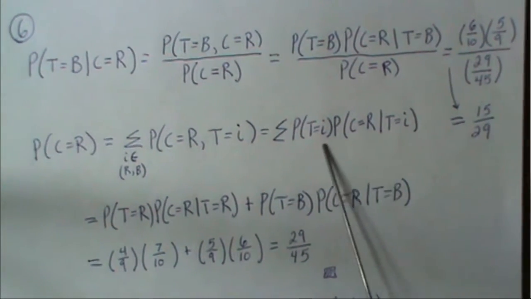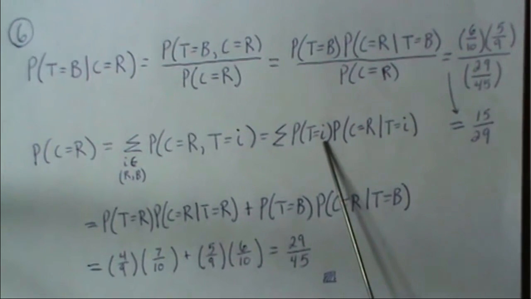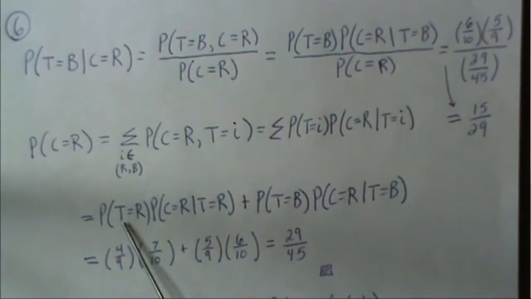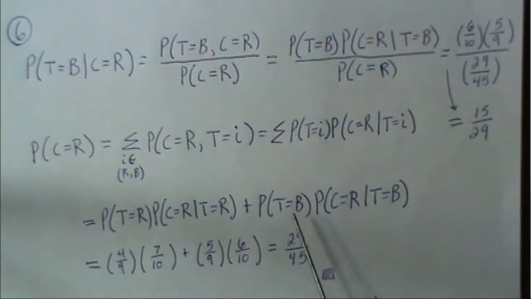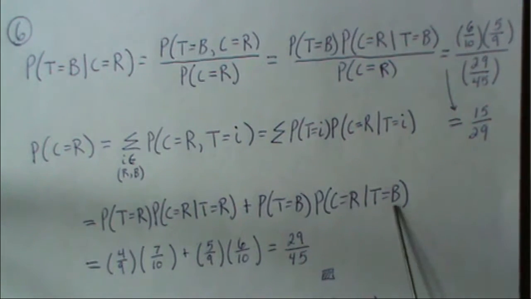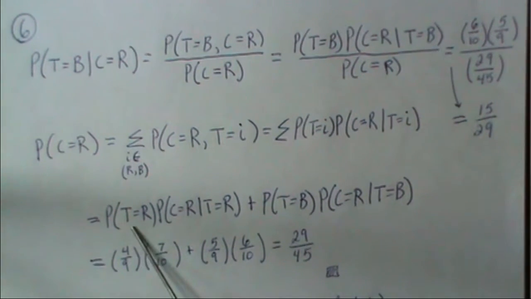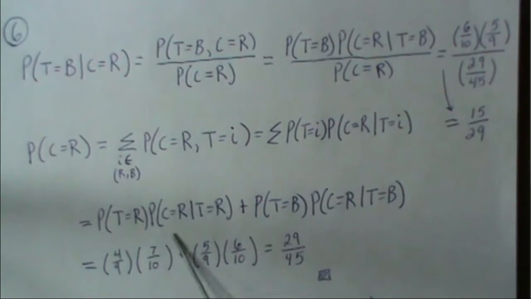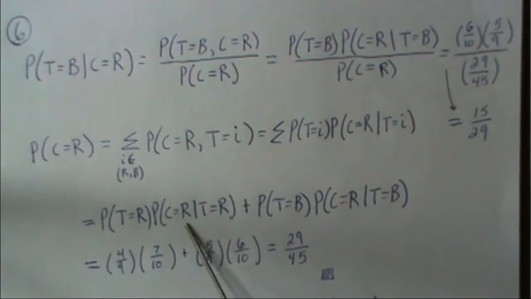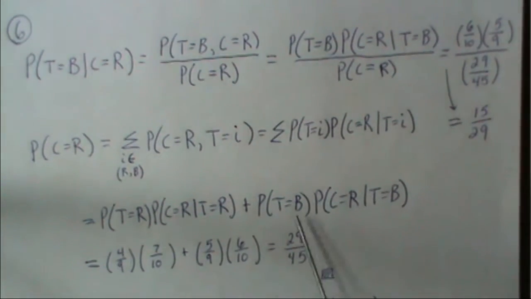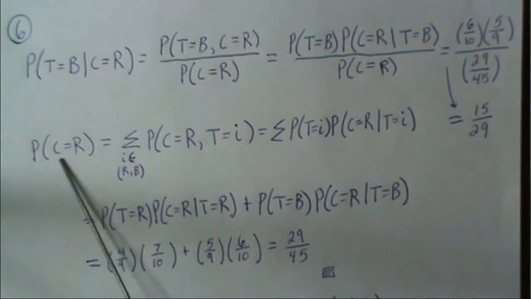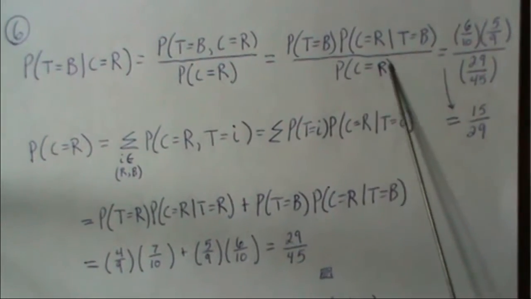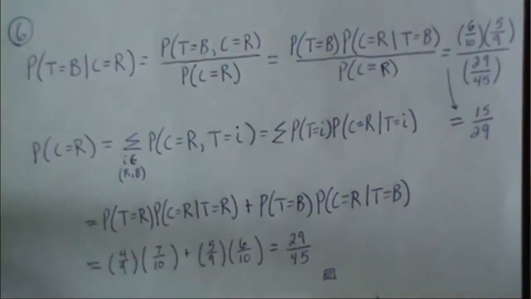So then we rewrite this, and then we plug in for I our options. So the transferred ball is red, and then that's red. Transferred ball is blue, blue. And then we can just put in the probabilities. Probability we transfer a red ball is 4/9. Probability we choose a red ball given we transferred a red is 7/10. And then we get 29/45. And remember that this piece is used in the denominator to come up with that.